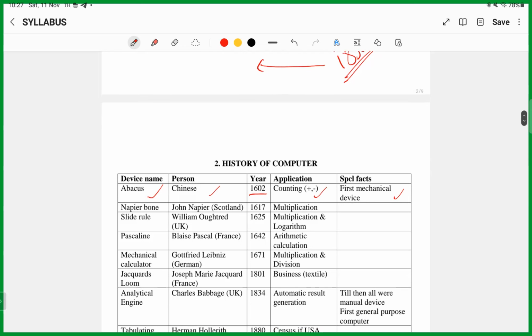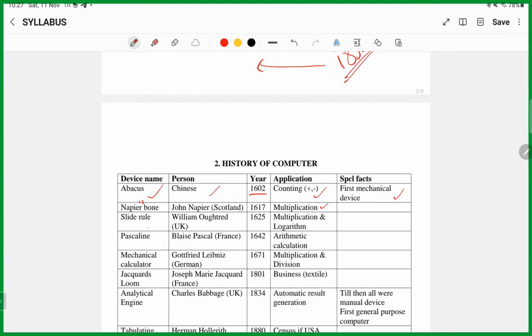Going forward, the next device that was found was Napier's bone. Found out by John Napier, a Scotsman. Same as the abacus, it's a device again. Not that much important. Just note whatever is there in the column. It is used for multiplication.